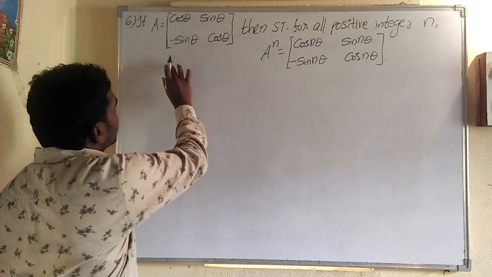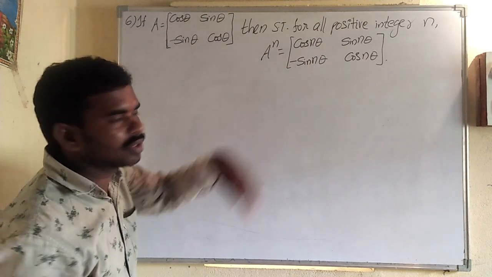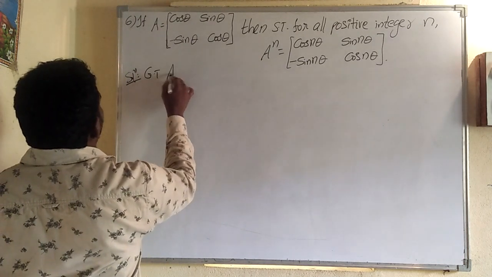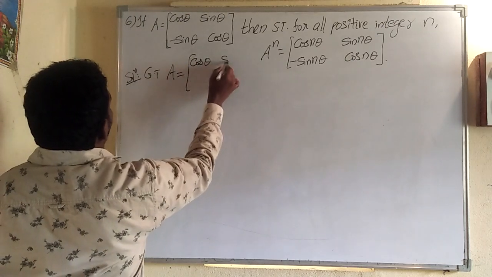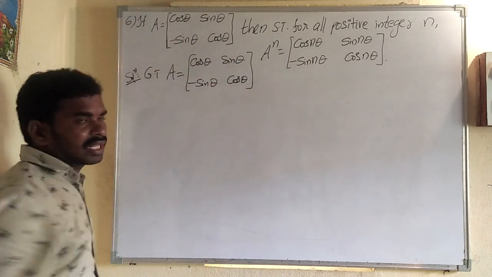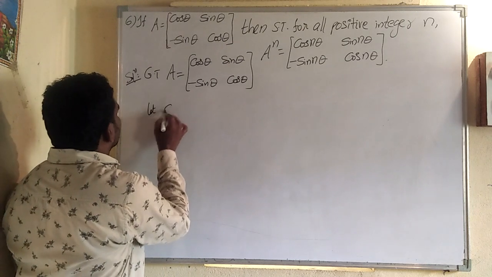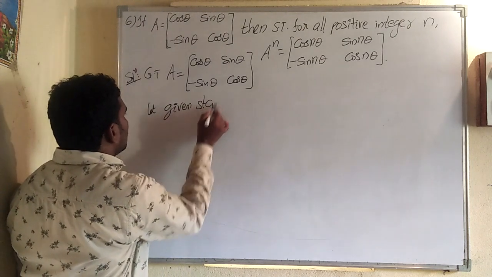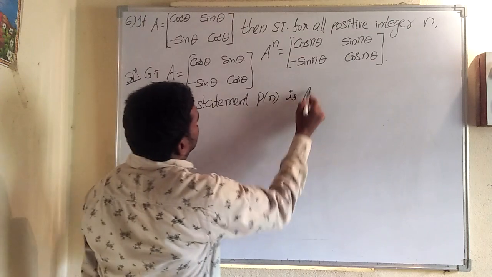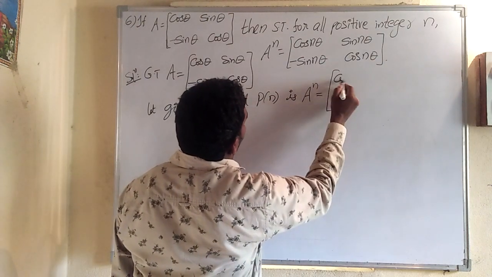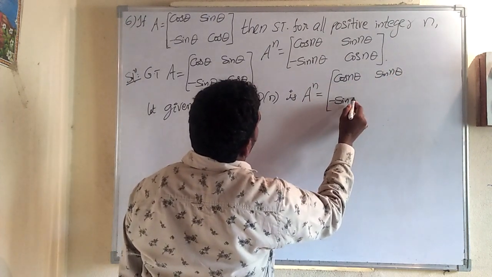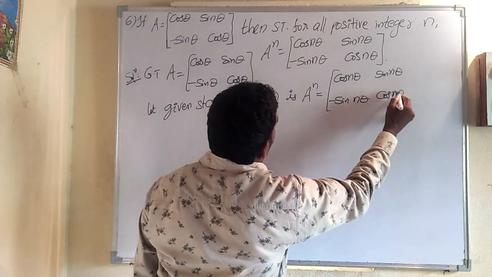If A equals cos theta, sin theta, minus sin theta, cos theta, then show that for all positive integers n, first the solution. Given that A equals cos theta, sin theta, minus sin theta, cos theta. So A is given like that. And let the given statement I'm taking as P of n. P of n is A power n equals cos n theta, sin n theta, minus sin n theta, cos n theta.